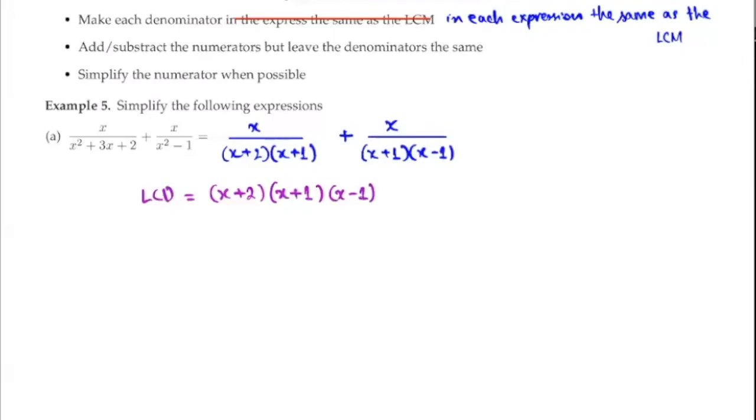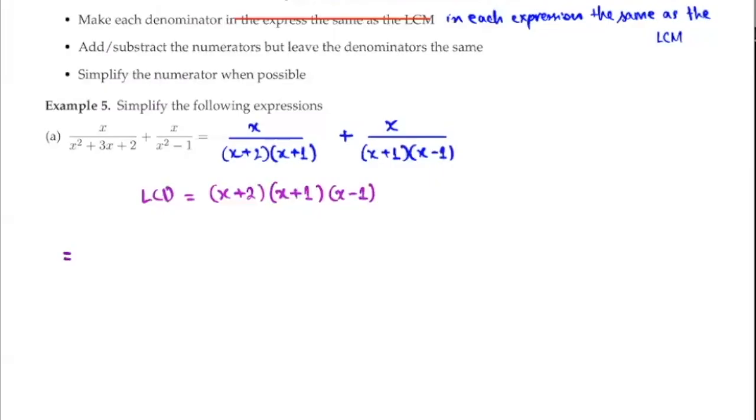Now the next step is to make each denominator the same as the LCD. Okay. So for the first expression, you have x plus 2 times x plus 1. What is missing from the denominator? x minus 1. So you multiply the top and bottom by x minus 1. For the second expression, you have x plus 1 times x minus 1. What is missing? x plus 2. What you do is you multiply the top and bottom by x plus 2. You with me? All right, so that's the next step.